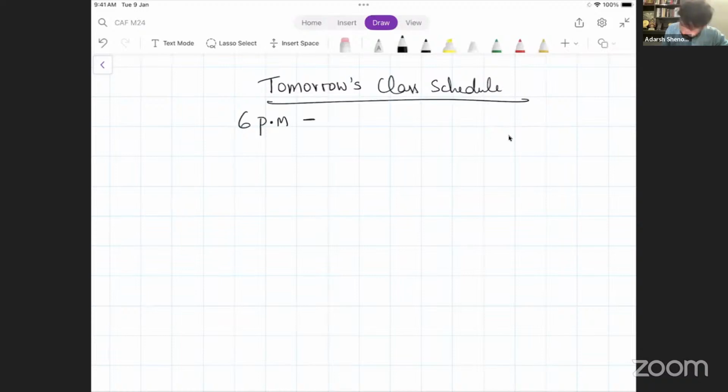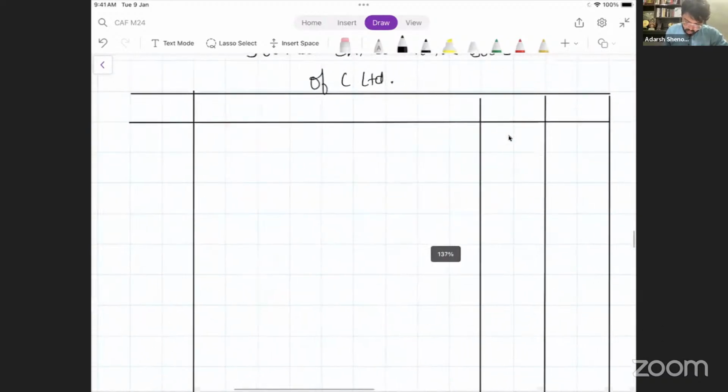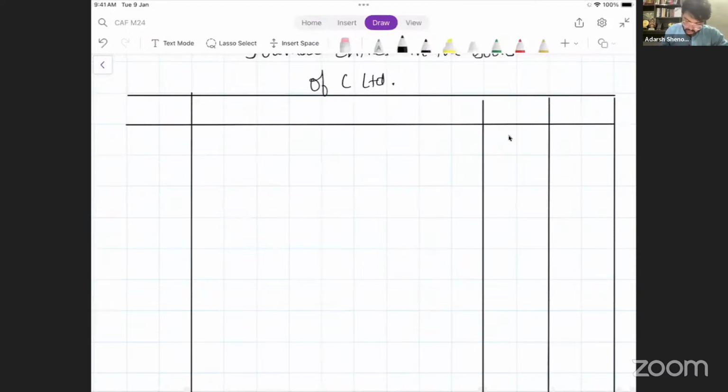So 6 p.m. onwards, we will start the class, and it will go till 9 p.m. Three hours of session, from 6 to 9. Generally, I think your classes start at 5:30, but tomorrow it will start at 6 o'clock and we'll go till 9 p.m. tomorrow, not 9:30, 9 p.m.